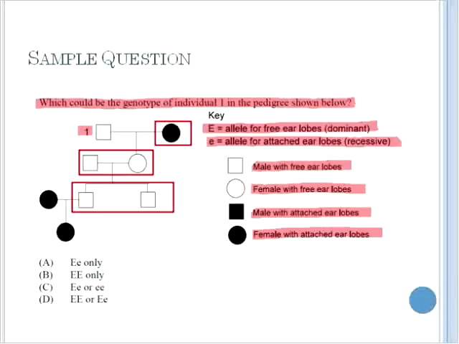Yet, their child, the great-granddaughter of individual 1, does not show the trait.